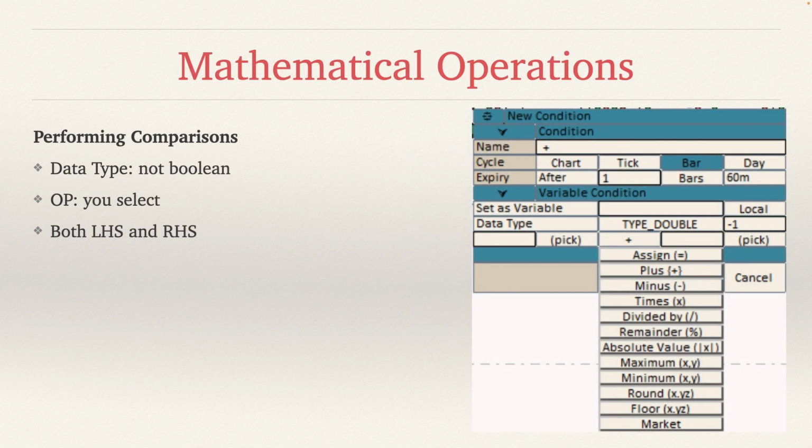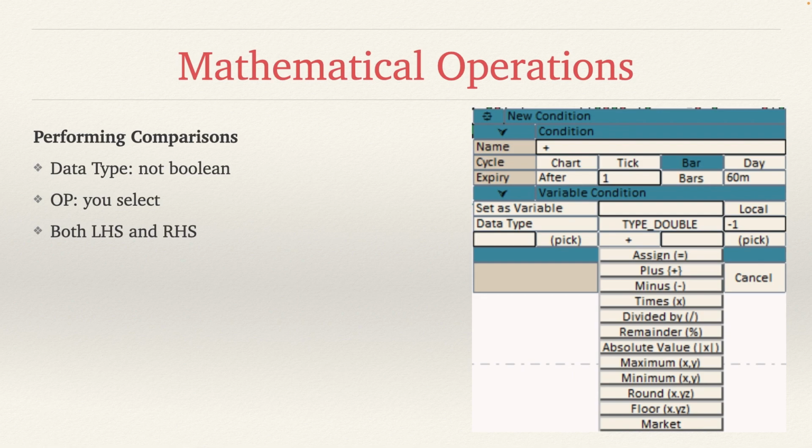The variable condition allows you to perform mathematical operations on values and variables. Select the appropriate data type for your operation, anything except Boolean, though of course it really doesn't make sense to perform mathematical operations on colors, strings, date times, but there's nothing preventing you from giving it a try. If you do come up with something useful this way, please let me know. Select the operator you want from the list.